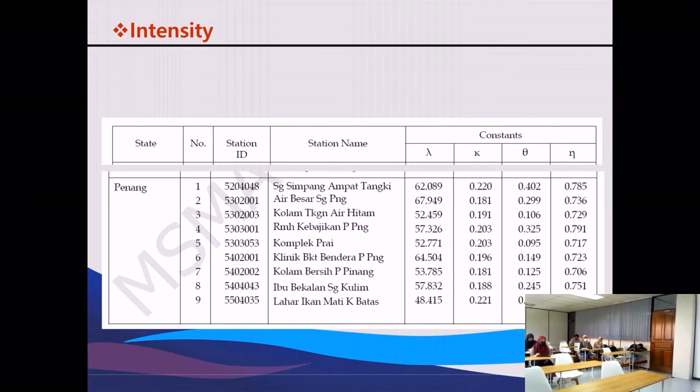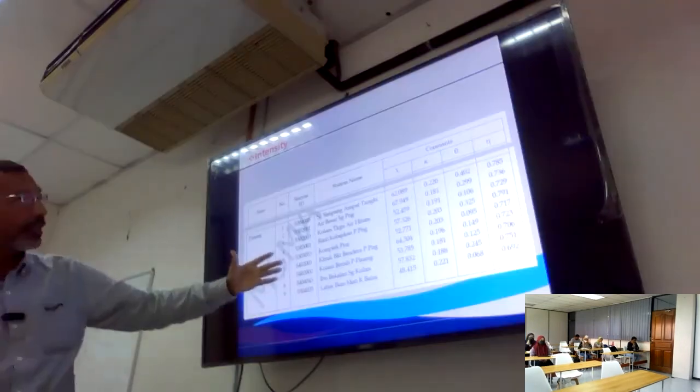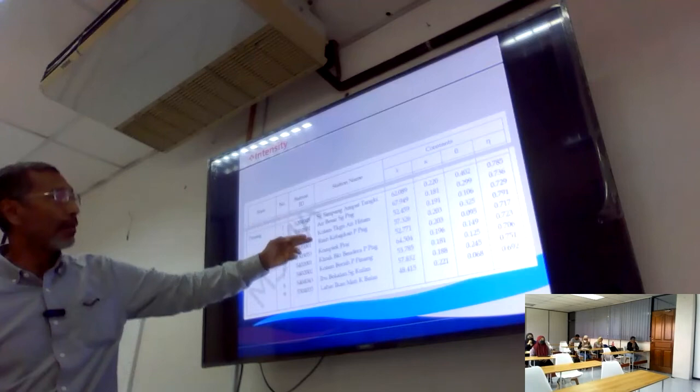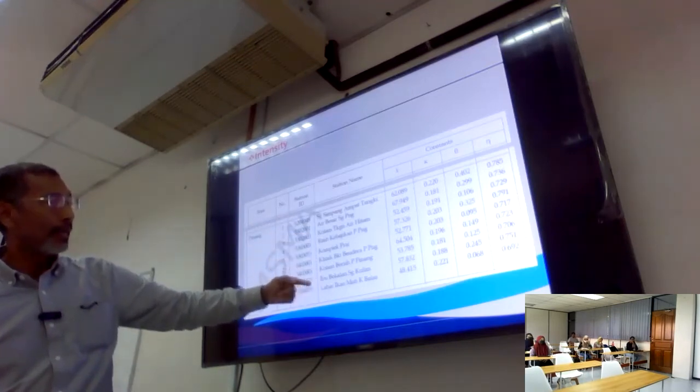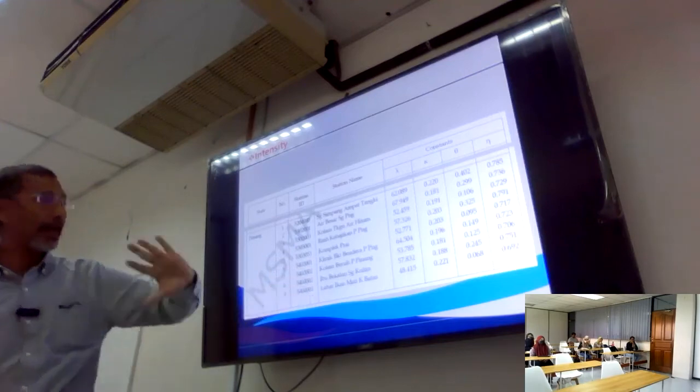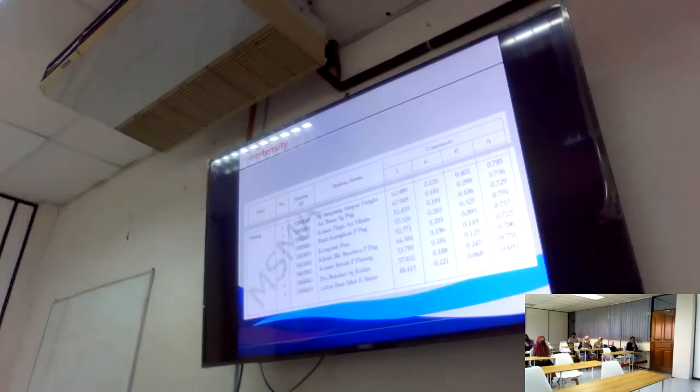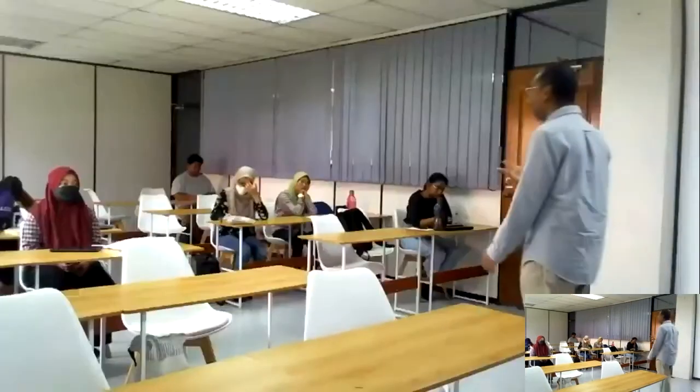This detail, once you have got it, depends on where the station is. So if you're talking about Penang or USM, you have to find the USM. For example, in Penang, over here I have 9 stations: Simpang 4, Air Besar, Kolam Tangki, Komplek PRA, Klinik Benet, Kolam Bersih, Sungai Ibu Bekalan, Lahar Ikan and so on. So these are the stations. Depending on where your site is, you need to refer to the nearest station.